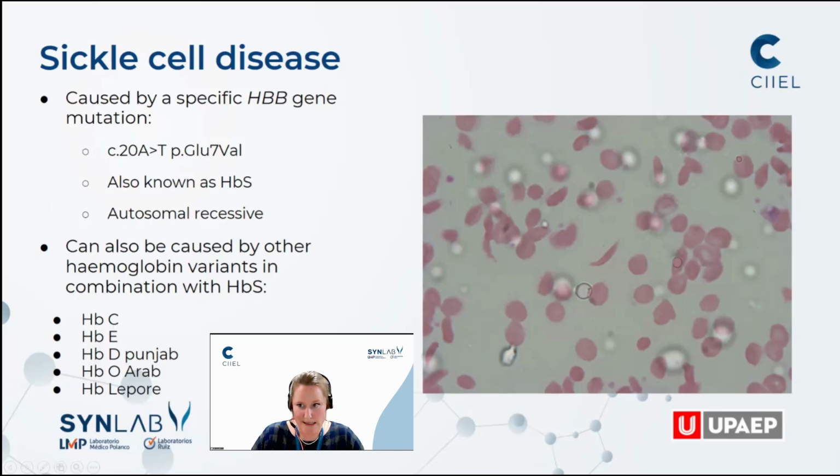And some of these are, so HbC is actually a mutation at the same amino acid codon as sickle, and is a slightly milder form of sickle cell disease. And you can see on the right here a picture of a blood film of a patient with a sickle cell there in the middle. So that's the characteristic sickle cell shape.